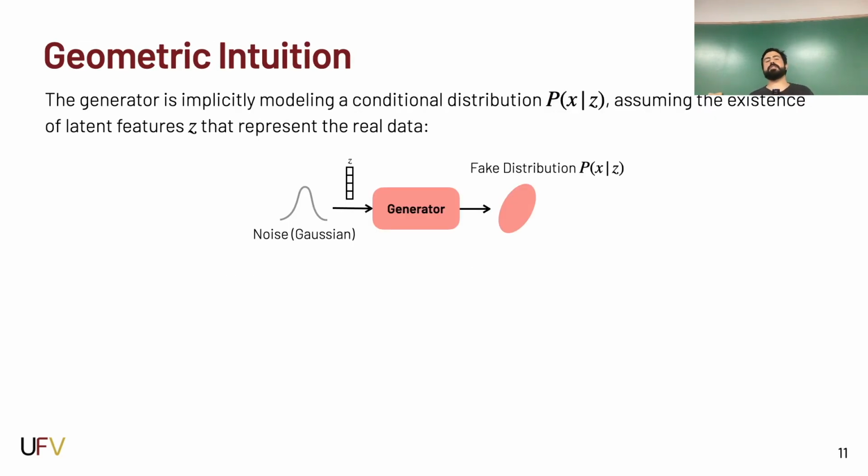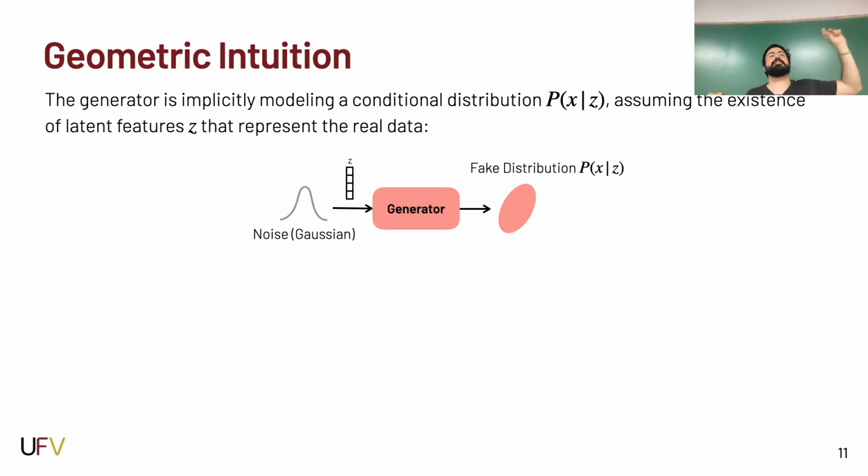Okay, so let me give you a geometric intuition of what's going on so far. The generator is mathematically implicitly modeling a conditional distribution P of x given z. Z is our random noise, and X is the images themselves. The trick is that we are assuming that there exist some latent features z that represent the real data.